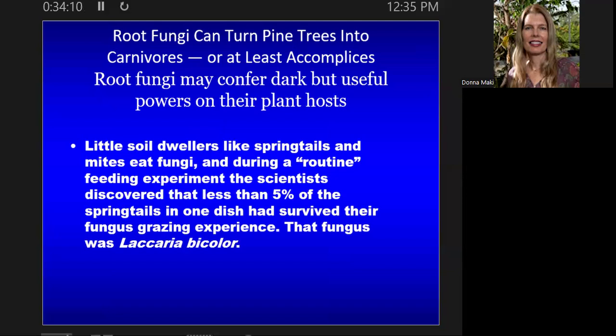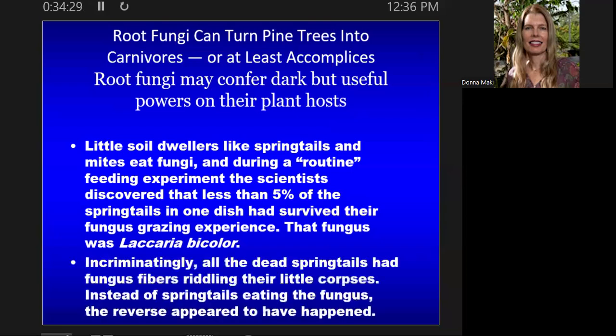And they were looking at this feeding experiment, and they saw that less than 5% of the springtails survived the fungus presence there. And it was Laccaria bicolor. And so they said, incriminatingly, all the dead springtails had fungus fibers riddling their little corpses. Instead of springtails eating the fungus, the reverse happened. So the tables got turned. The fungus, instead of being eaten, started to eat the insects.